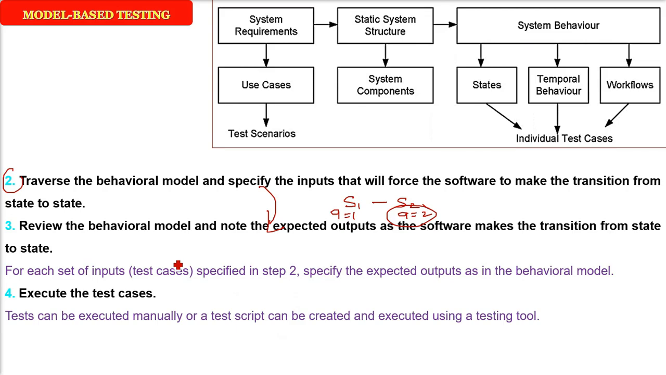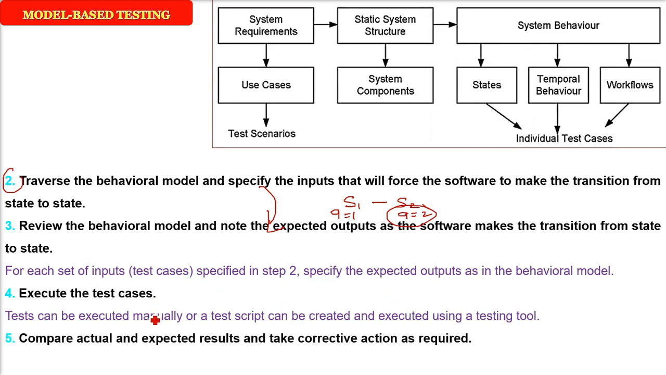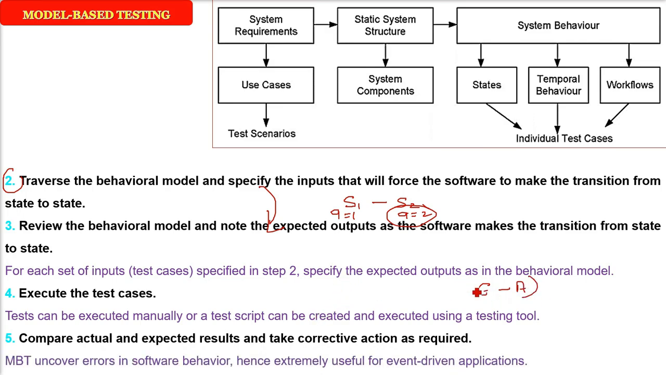Then we have to actually execute the test cases. This can be done manually, or we can use a test script and testing tools. The main thing is we have to compare the expected result and the actual result. If there is some non-correspondence, corrective action is required. So MBT is uncovering the errors of software behavior. As I said, MBT is extremely useful where the event-driven application is the main context.